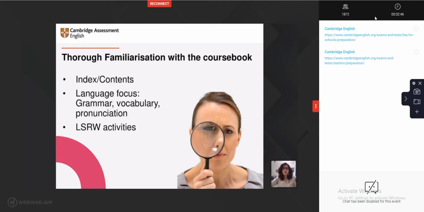Now, again, with the course book, we have to start with the index and the contents page. And we have to look at the language focus. Most of the course books have a detailed template, which gives a very clear picture of the grammar areas, the lexis, the pronunciation, the phonetics that is covered, and also the skills which are covered in the form of activities.